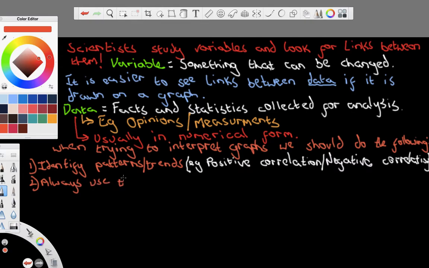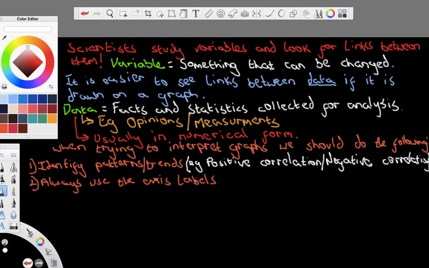The axes, the axis labels. Now, this is important because you should never just say there's a positive correlation. You should say that there is a positive correlation between the rise in temperature and the chances of a fire happening. I'm just making this up off the top of my head, so I do apologise. But you should always refer to the axis label titles. So you always use the axis labels.